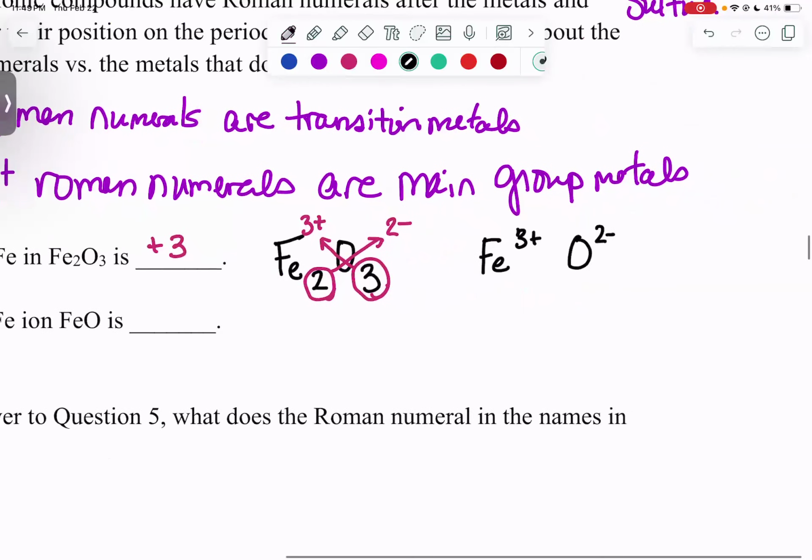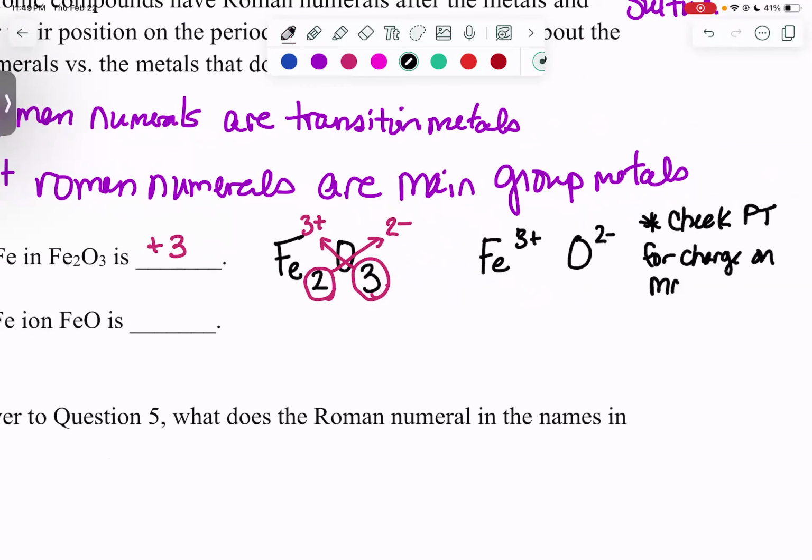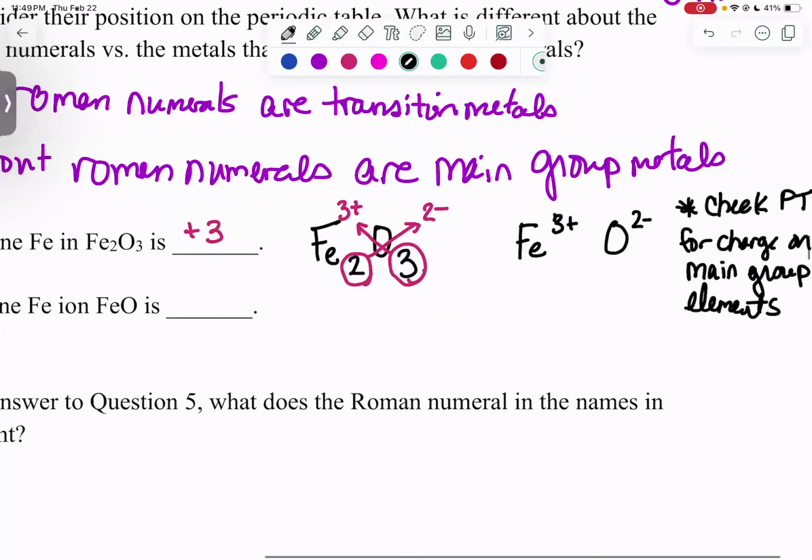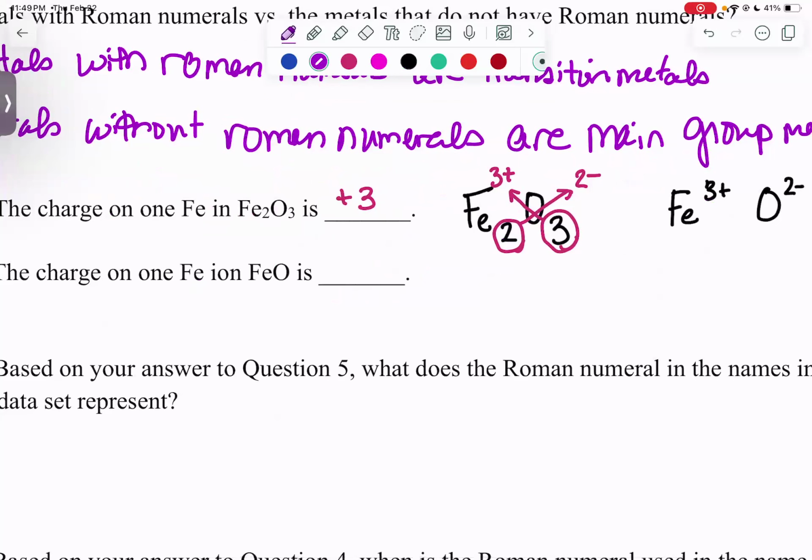It's really, really important to check the periodic table for the charge on main group elements. I'm going to show you why in a minute. Okay, so why is that super important? Well, let's try the next one. Imagine that, right? Okay, so we have FeO. What's the charge on the iron in FeO? It's still iron, but how do I know the charge? Well, I'm going to do the reverse crossover.